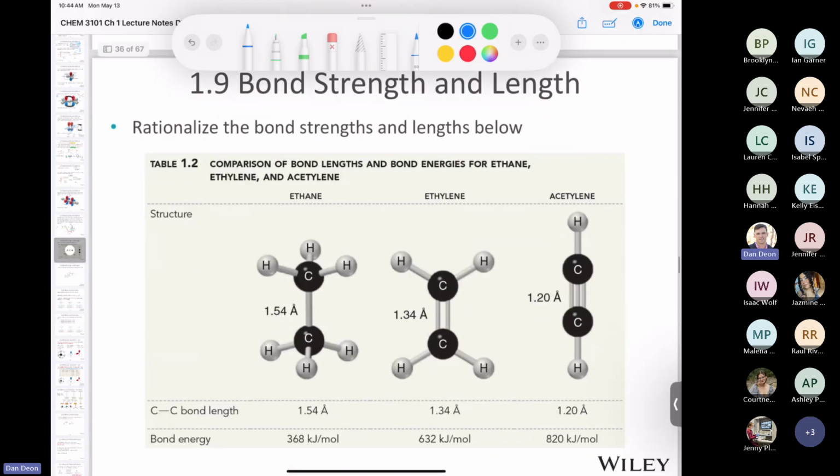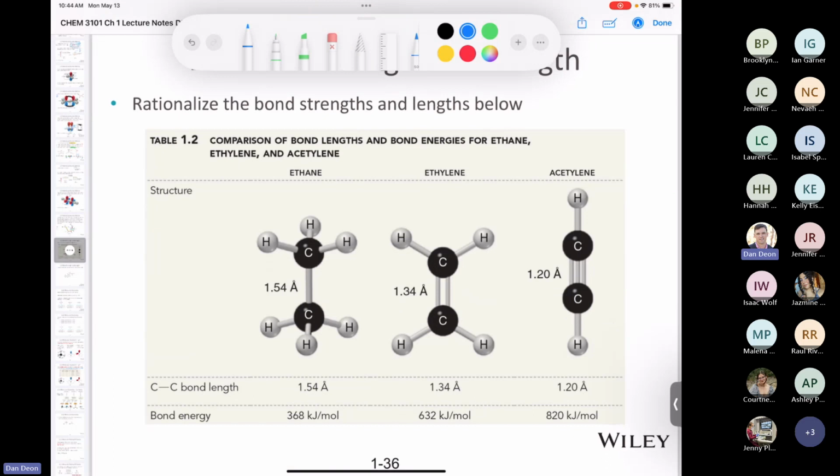Now, as far as bond length and bond strength goes, this is something that always comes up on the first quiz. It always comes up on the final exam. And students are usually very good at figuring this out: as you increase the number of bonds between 2 carbon atoms, or between any 2 atoms, the bond length gets shorter and shorter. You see here, as we go from a single bond to a double bond to a triple bond, the bond length goes from 1.54 down to 1.34 down to 1.20 angstrom. Remember, an angstrom is just 10 to the negative 10 meters. And so you see that they get smaller.